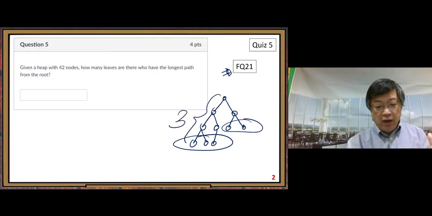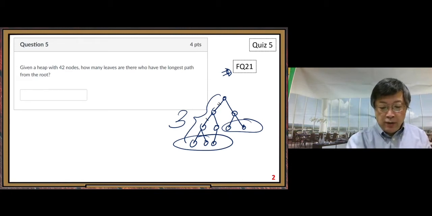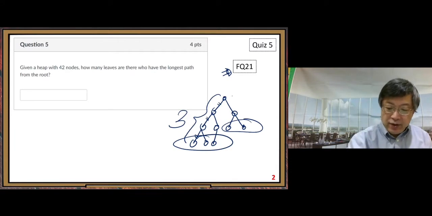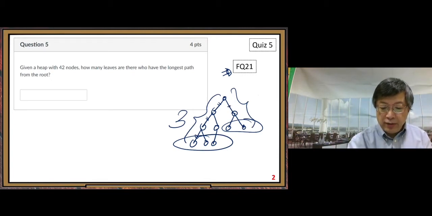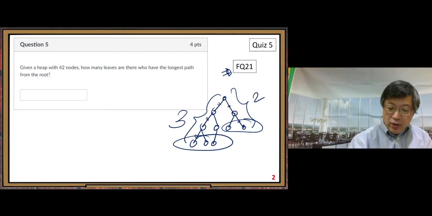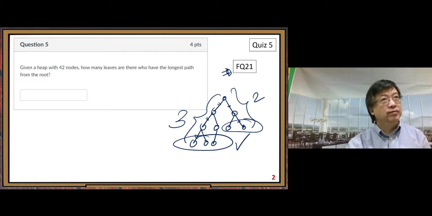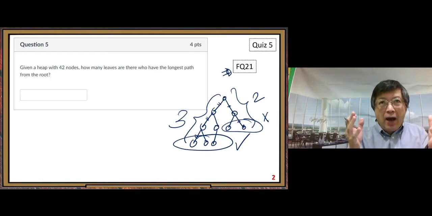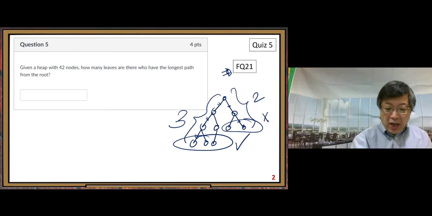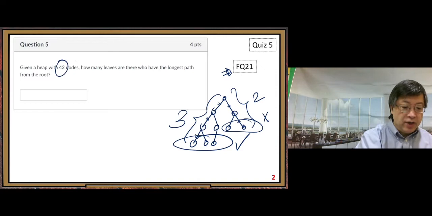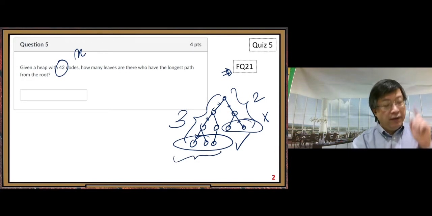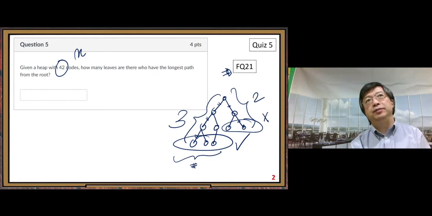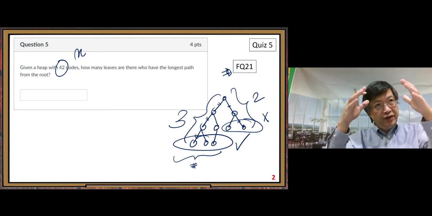The longest path from the root is 3. You count the number of edges: 1, 2, 3. If you count here, the number of edges is 1, 2, 2. That means we need to take this group, not that 2 group. We take that 3 group. With this understanding, now we do the calculation. We do the calculation for the general n number. How do we calculate the number here? This part. So you look at the structure of this heap.